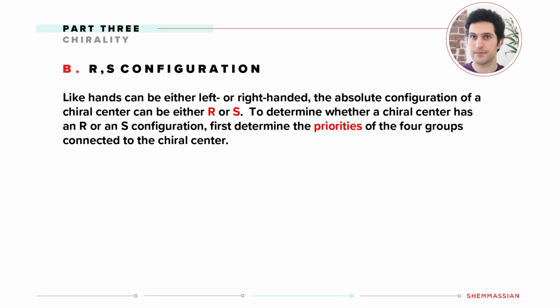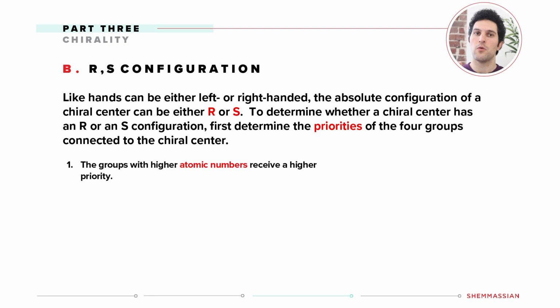Like hands can either be left or right-handed, the absolute configuration of a chiral center can be R or S. To determine whether a chiral center has an R or S configuration, first determine the priorities of the 4 groups connected to the chiral center. What does priority refer to? The Cahn-Ingold-Prelog priority rules are conventions that determine the priority of substituent functional groups. Each substituent connected to a chiral center can be assigned a hierarchical priority. The basics are as follows.